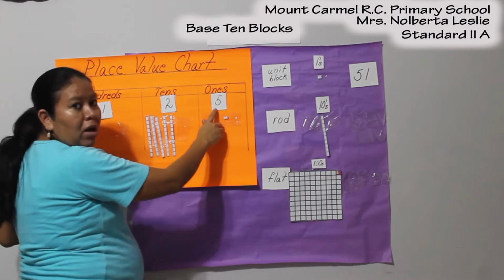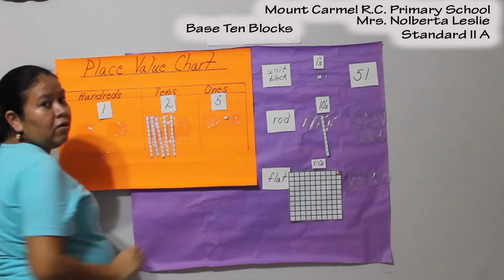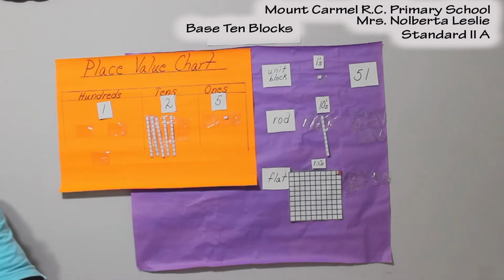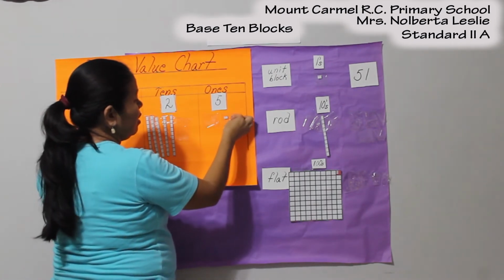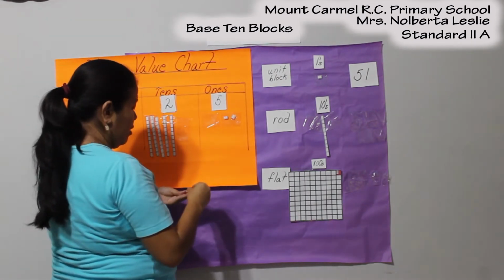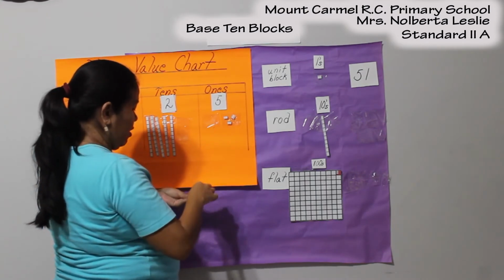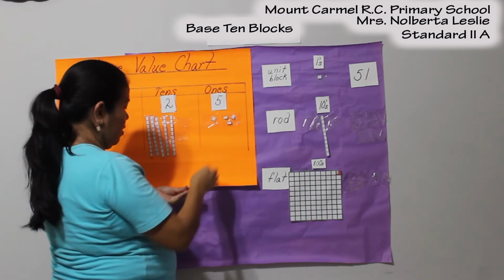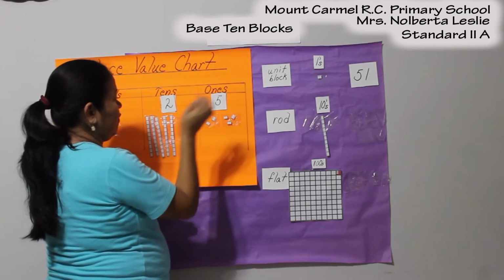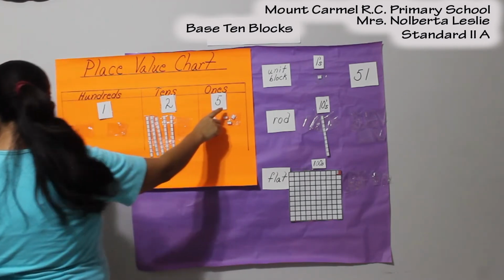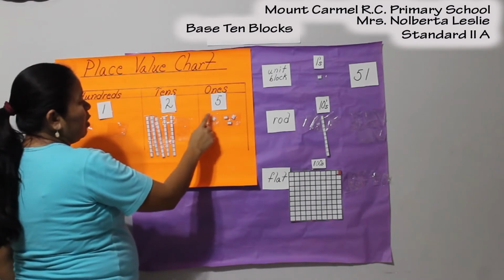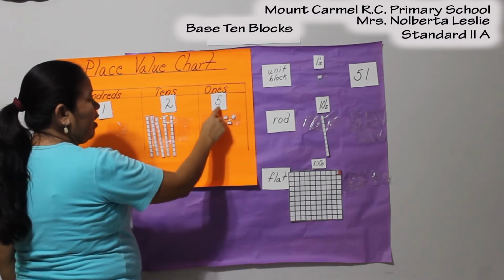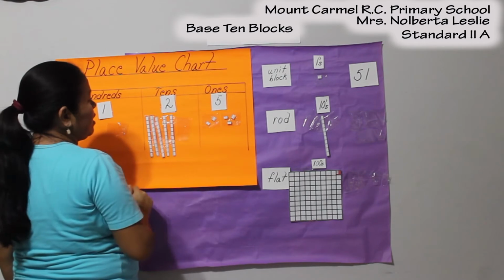How many more unit blocks will I need? 4 more, right? So we have 1 there already. 2, 3, 4, and 5. So I have 5 unit blocks. That represents the 5 under the ones place.